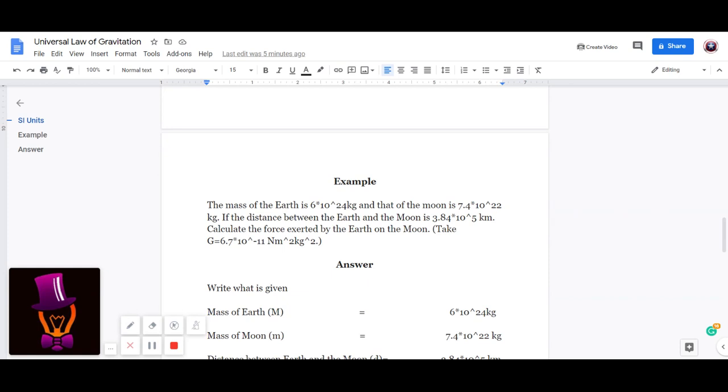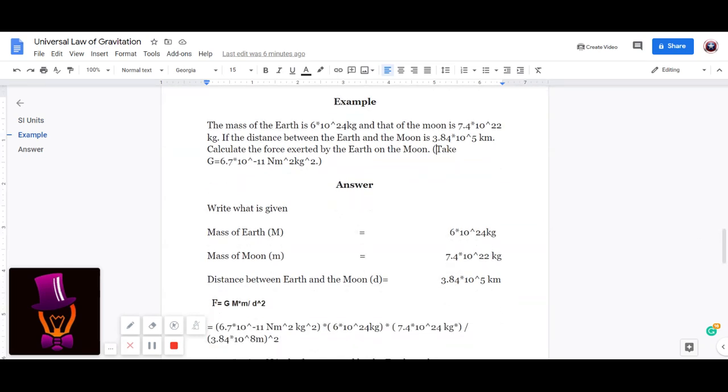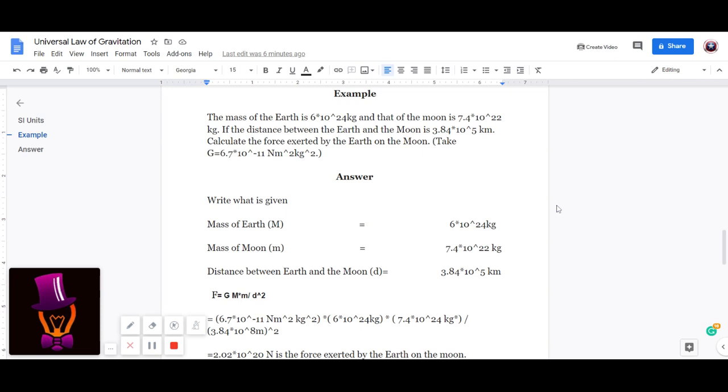Example, let's solve a numerical. The mass of the Earth is 6 into 10 to the power 24 kg and that of the Moon is 7.4 into 10 to the power 22 kg. If the distance between the Earth and the Moon is 3.84 into 10 to the power 5 kilometers, calculate the force exerted by the Earth on the Moon. Take 6.7 into 10 to the power minus 11 nm square kg square as the value of capital G. Even if they don't give it in the sum, it is constant, so you should always take this value. You can pause the video to solve it by yourself.